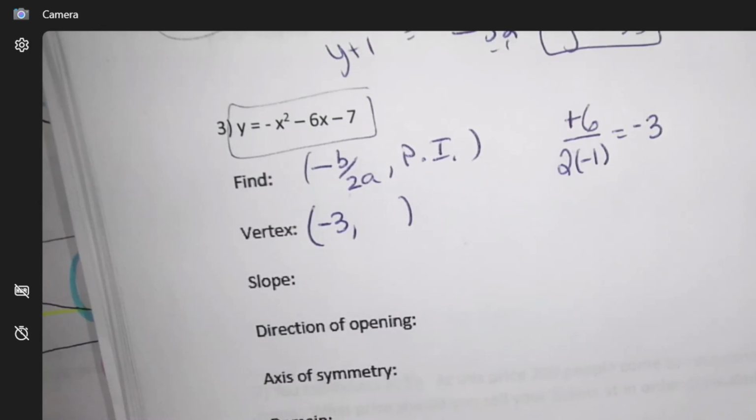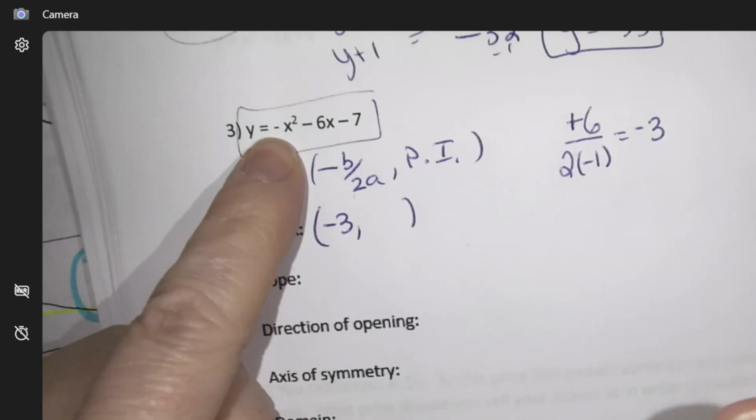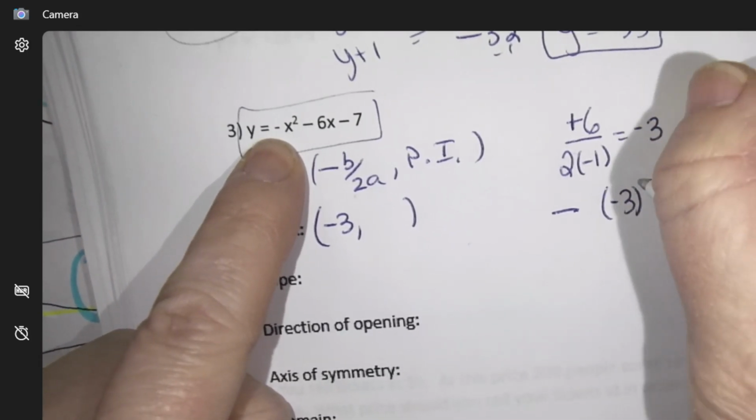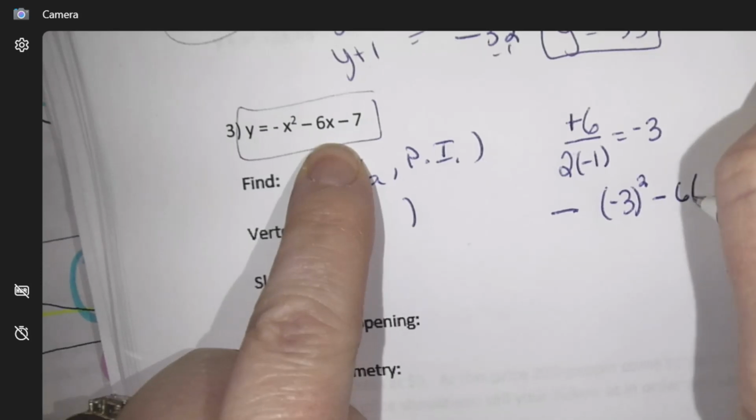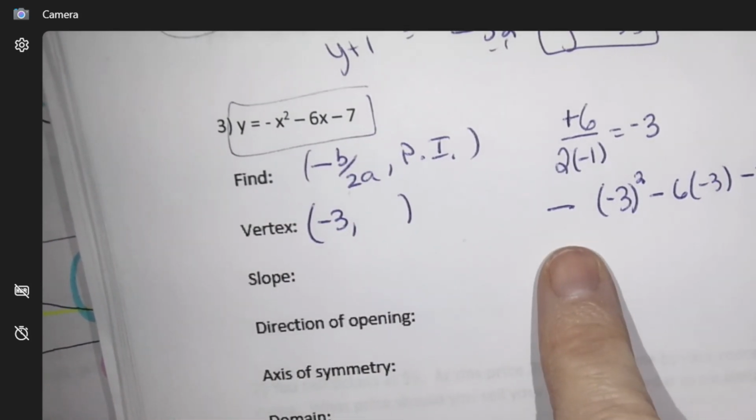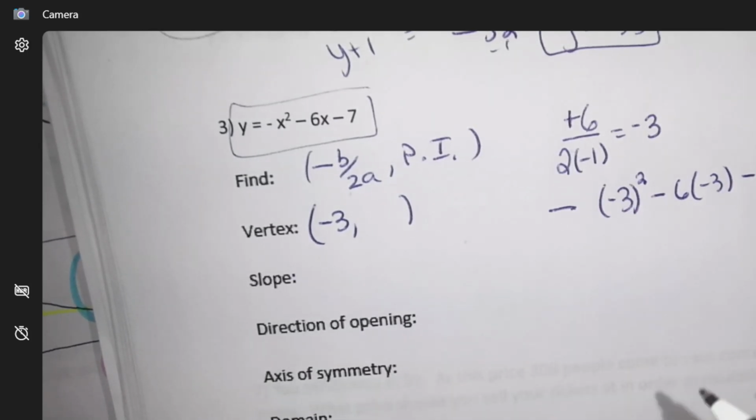Okay, now we're going to plug it in. We have to be very careful here. You're going to do this. What is the negative of negative 3 squared? So do you see how I did that? What's the negative of negative 3 squared? That's the part that often tricks people right there.